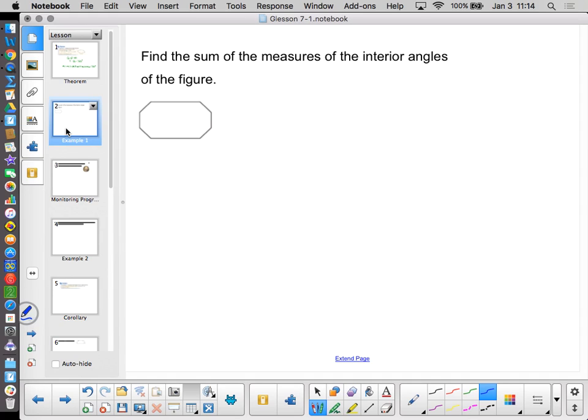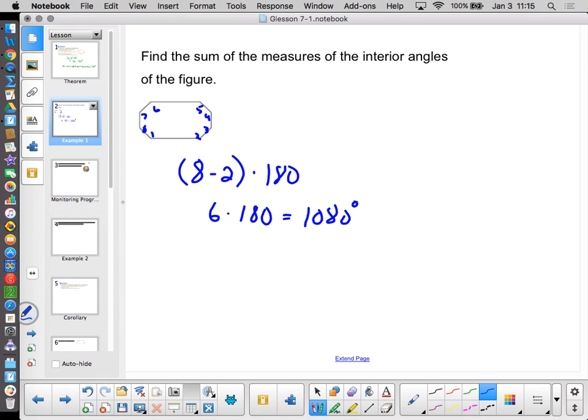Here's a figure. We want to know what the sum of the measurements is for this. And again, what we'll do is count the number of sides or angles. It doesn't matter. I have 1, 2, 3, 4, 5, 6. There are 8 angles here. So the sum is going to be 8 minus 2, number of sides or number of angles, minus 2 times 180. So that's 6 times 180, or 1,080 degrees, if I add up all those angles.